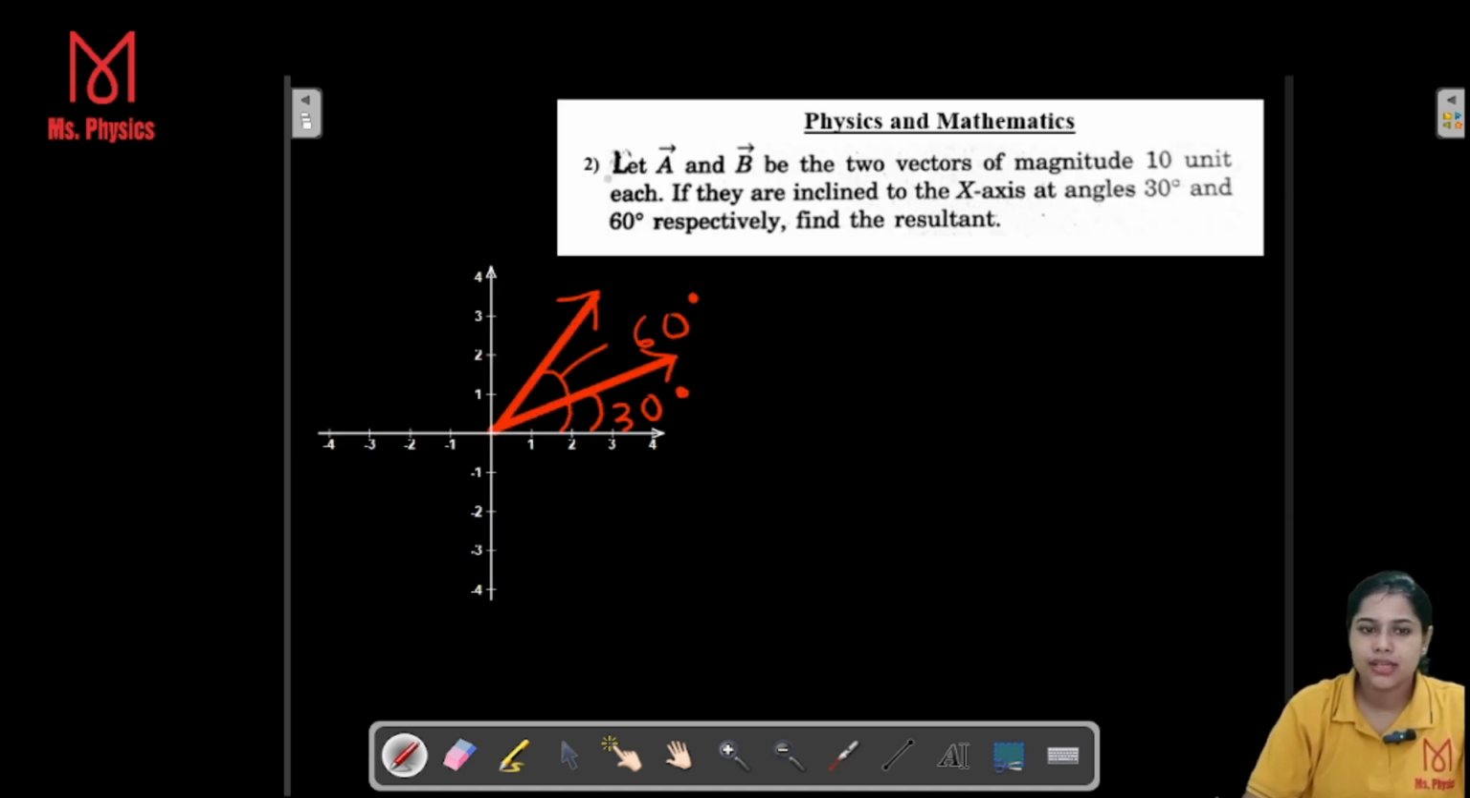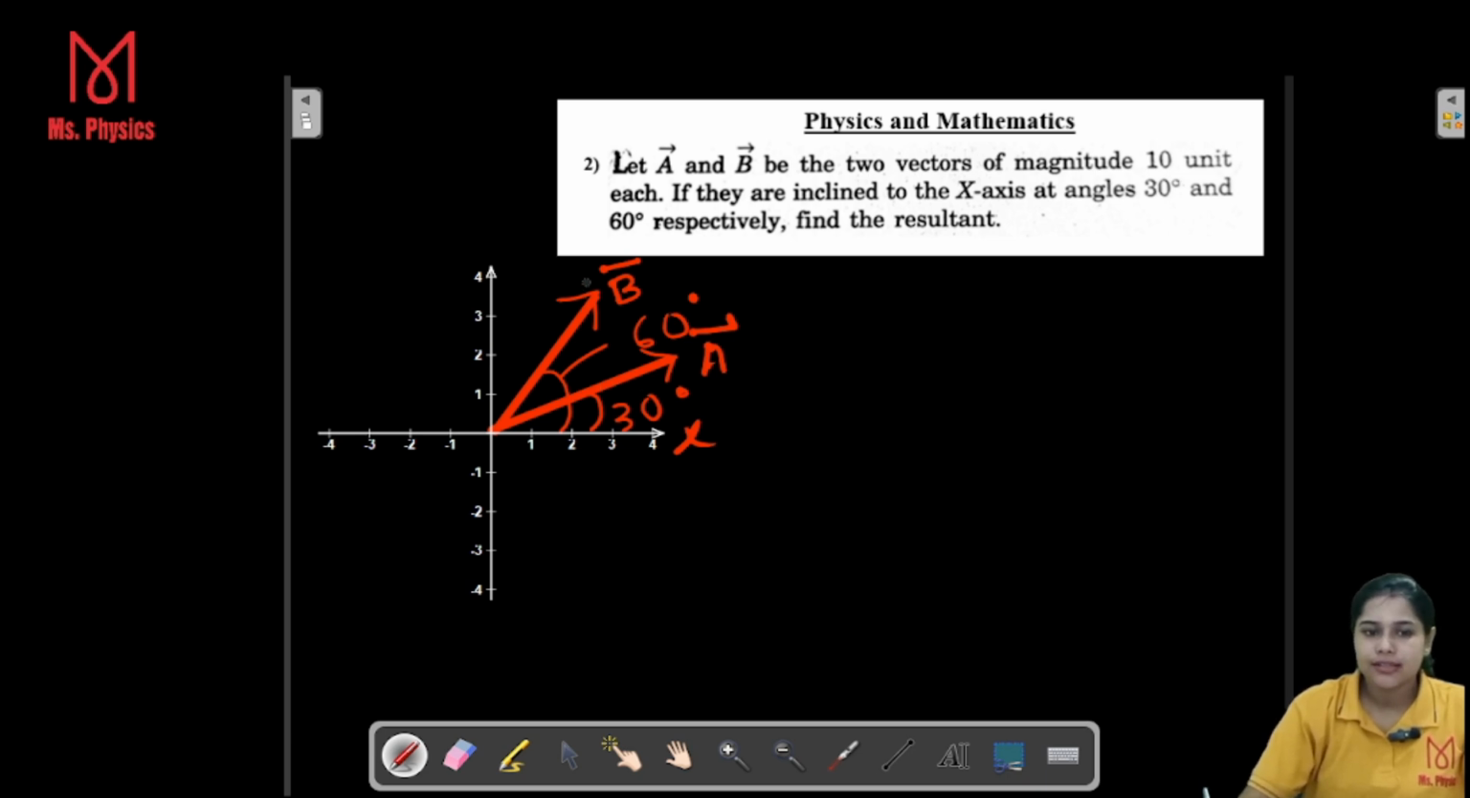So this is the second numerical. You have to read aloud that numerical. Let A and B be two vectors of magnitude 10 units each. If they are inclined to the x-axis at angles 30 degrees and 60 degrees respectively, find the resultant. So this is the problem. Now in the figure I have drawn here, this is the vector A which is making an angle of 30 degrees, and this is the vector B which is making an angle of 60 degrees with your x-axis. Okay, this problem is almost similar to the previous one.